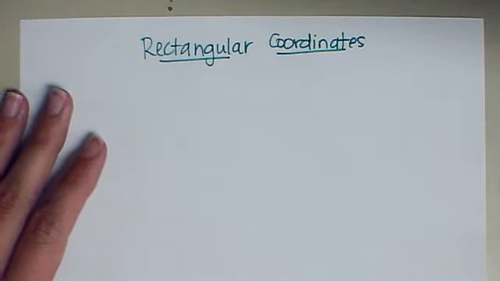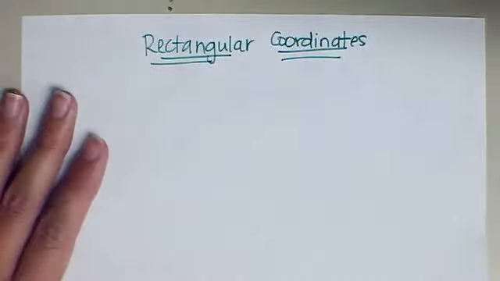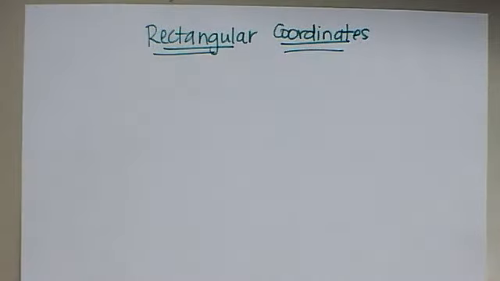Today's pre-cal lesson is about rectangular coordinates. Again, this should be review for you from Algebra 2, but I do want to make sure that we're on the same playing field and understanding the same type of information, because lots of this stuff is going to be used throughout the semester.